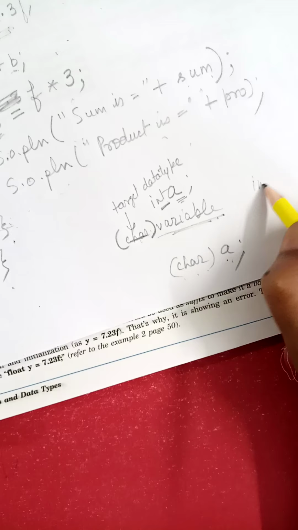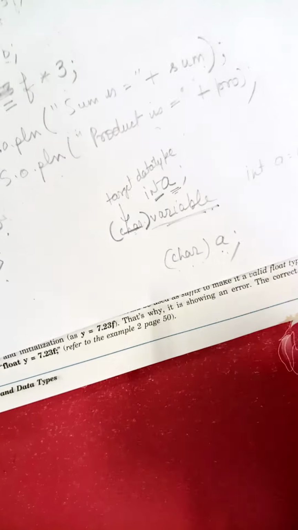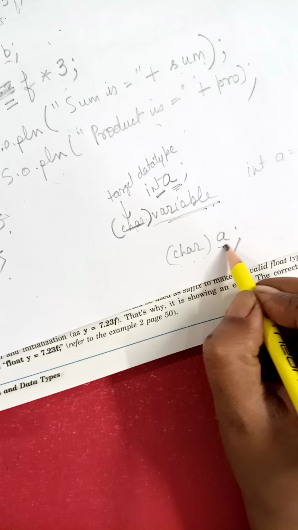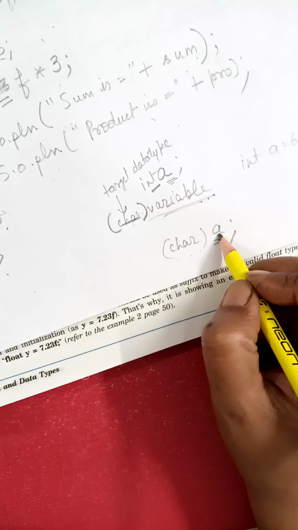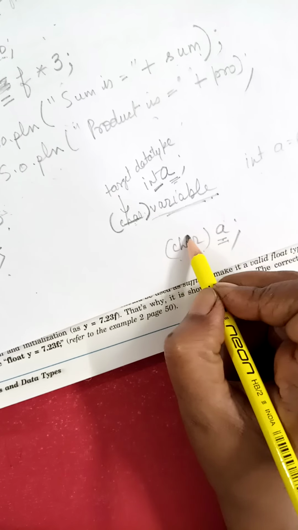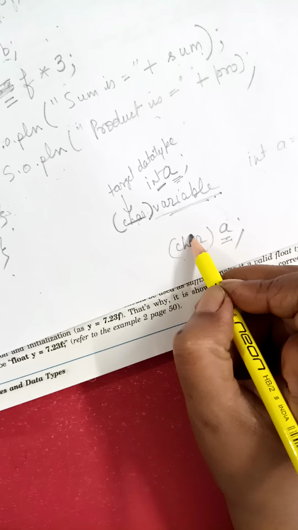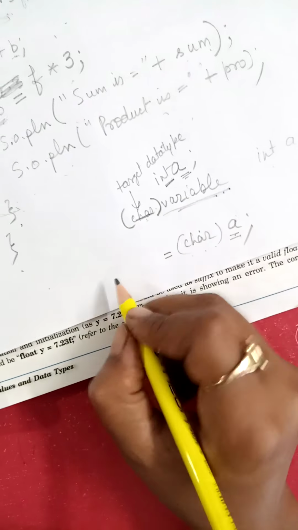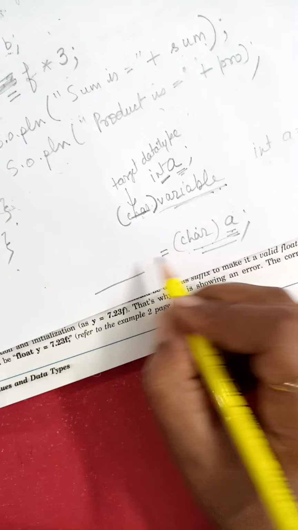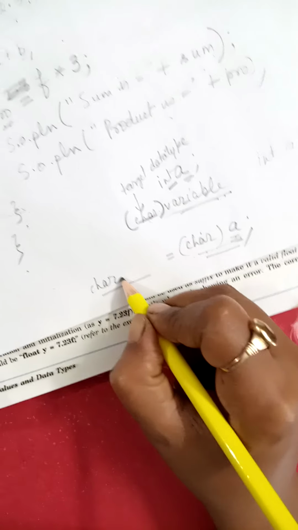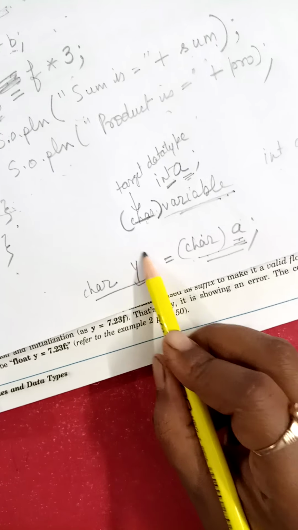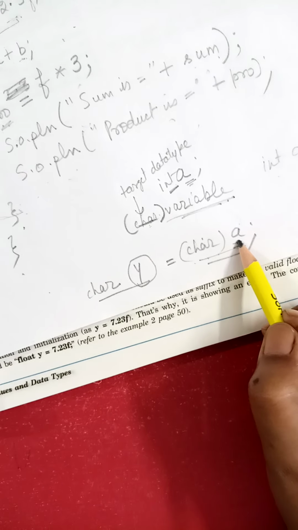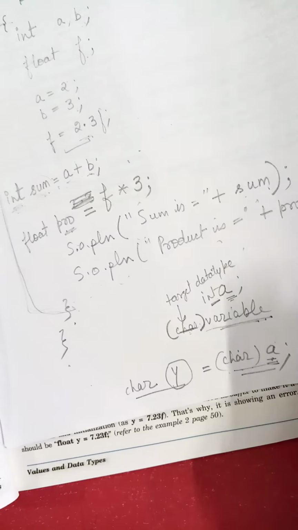Suppose you have int a equals 65. Then you can write (char) a. You are converting the value of a from integer to char, performing typecasting or explicit type conversion. The result is a character, so you store that within a character type variable, suppose y. Within this you will get a character. So this is explicit type conversion or typecasting.